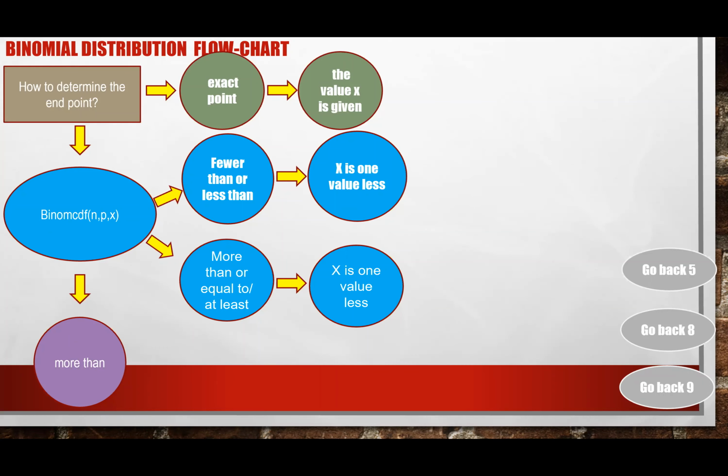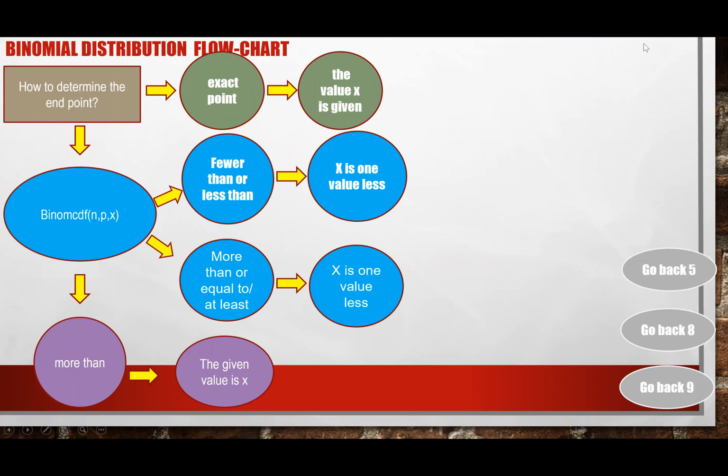And the last item here: if it's just more than, then whatever value they give you will be your value of X. So this is how to determine your endpoint.